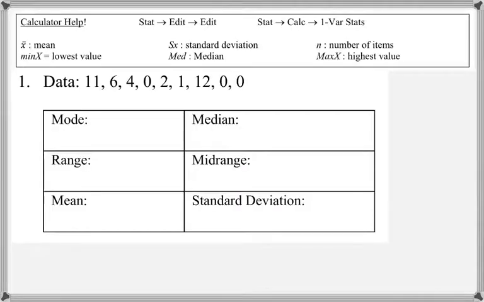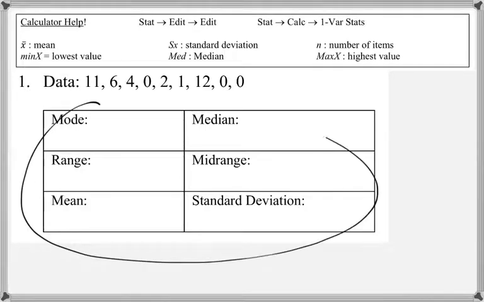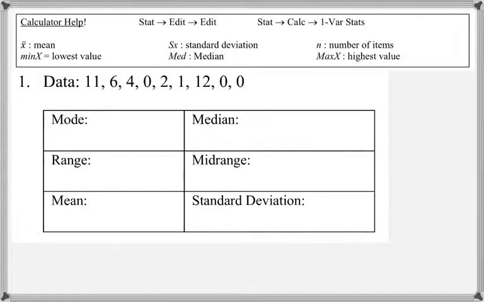For number 1, we're given the following data set, and we're asked to find these measures. So I want to find as many of these by hand first, and then I'll show how to use the calculator. So the mode is the data item that occurs the most often, which for this data set, 0 occurs 3 times, and that's the most. So 0 is the mode.